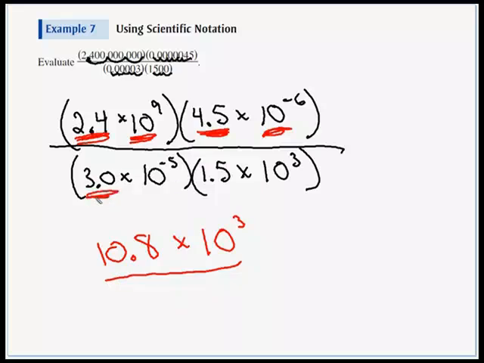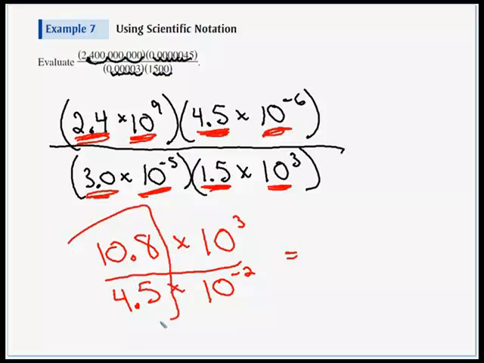Denominator. 3.0 times 1.5 is 4.5 times 10 to the negative 5th times 10 to the 3rd is 10 to the negative 2nd. And now here, let's see, we can just divide. 10.8 divided by 4.5, if I just divide these out, I get 2.4.